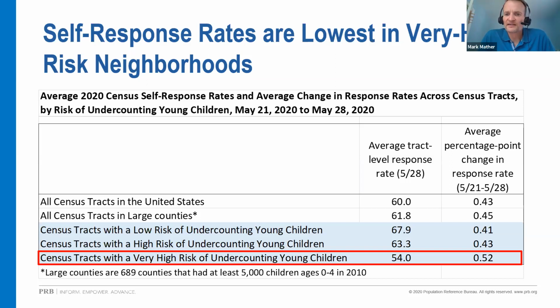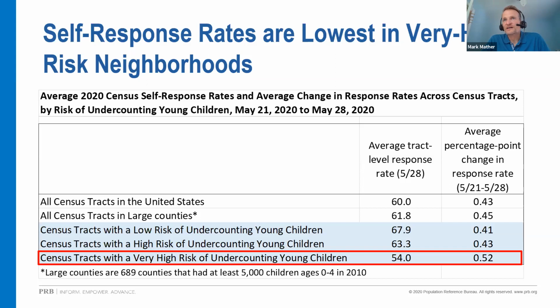The second column in this chart shows the average percentage point change in response rates during the week prior to May 28th. So it's basically showing whether the response rate is improving over time and how quickly it's doing so. And it actually shows the opposite pattern. It's the very high-risk tracts that show the most improvement over the previous week.